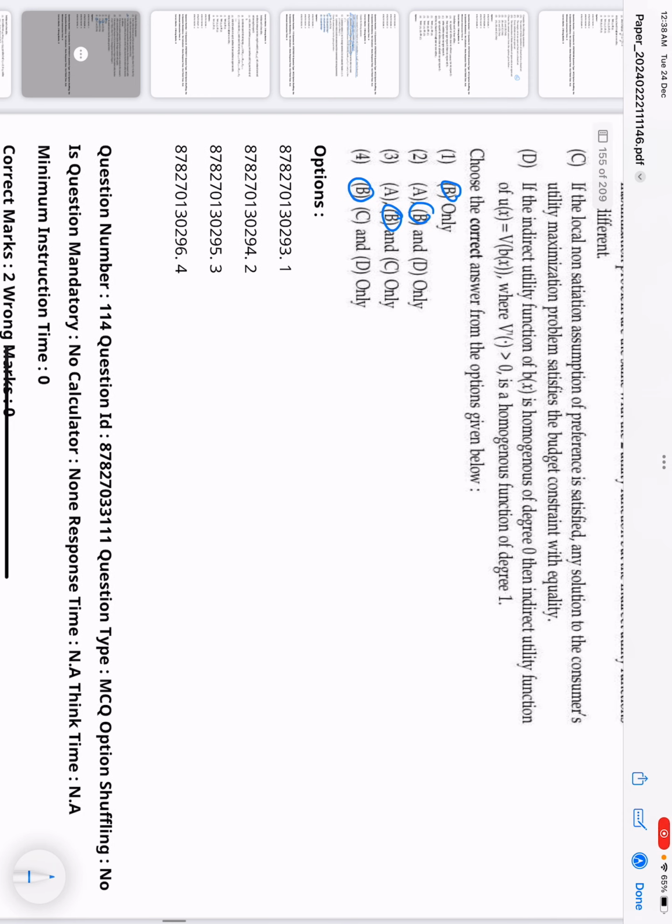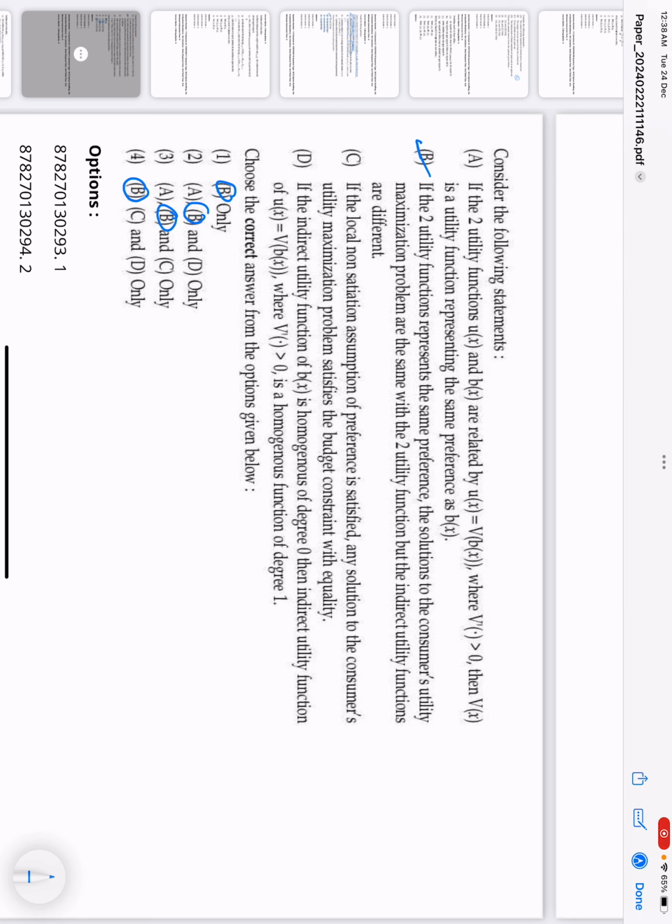Okay, now coming to 114. No need to study the second statement because it is present everywhere, right? So we need to study the other statements. If the two utility functions u(x) and v(x) are related by u(x) = v(b(x)), where v' is greater than 0, then it is a utility function representing the same preferences. Okay, this is a monotonic transformation, so this would be true. So A is true, so this would be removed.